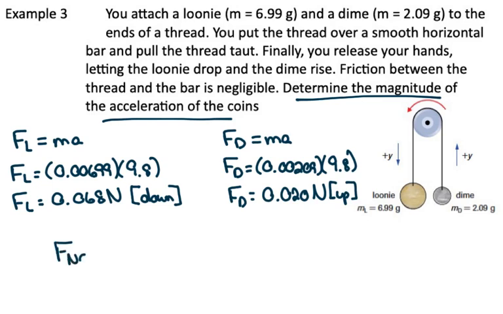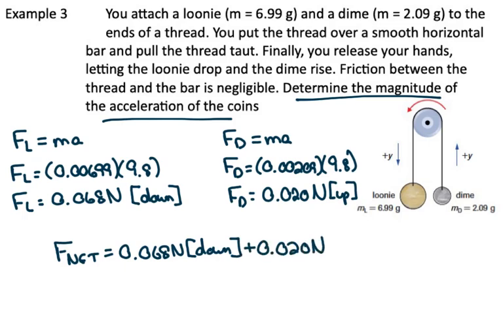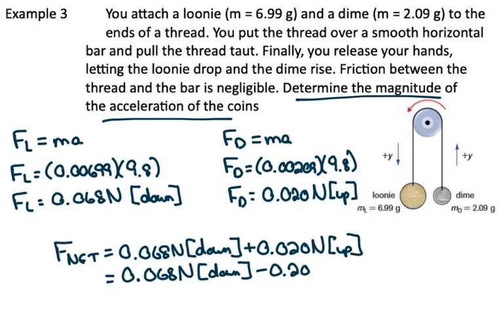So the net force on the system will be the combination of these forces, 0.068 newtons down from the loonie and 0.020 newtons up from the dime. We can't simply add these because we need them to be in the same direction, so I'm going to leave the down force as positive. And if I flip the sign on the up force and change the direction, we will get a net force of 0.048 newtons down.